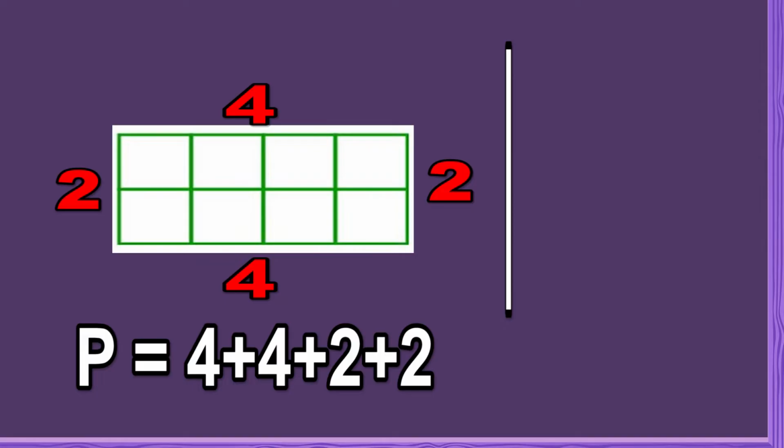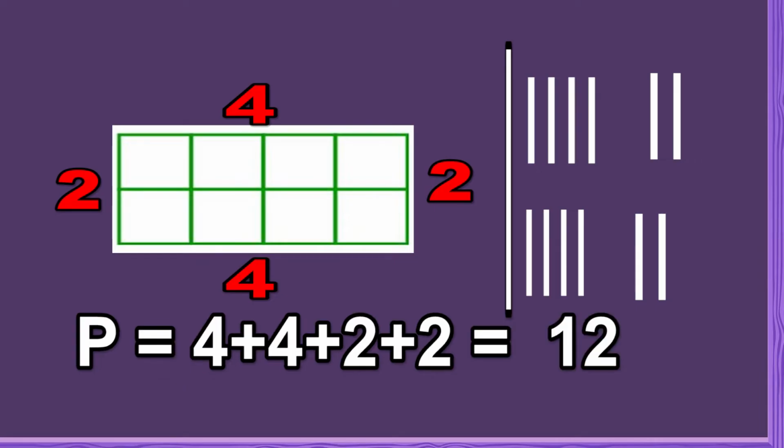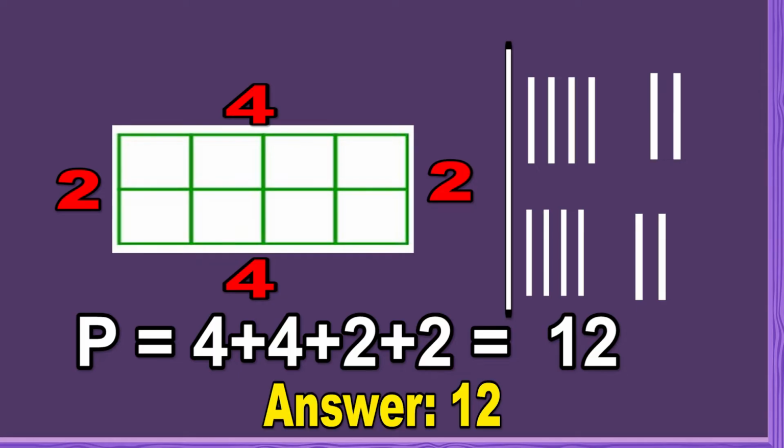So we go to our working area and we write our strokes down so that we can add. When we count all of them up together, we will get 12. Our perimeter for this rectangle is 12. So we write the word answer and we write 12 and we are done. See how easy? It is very, very easy.